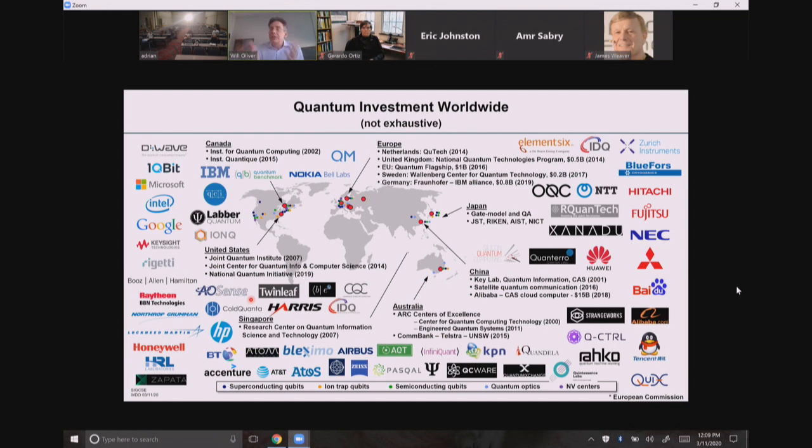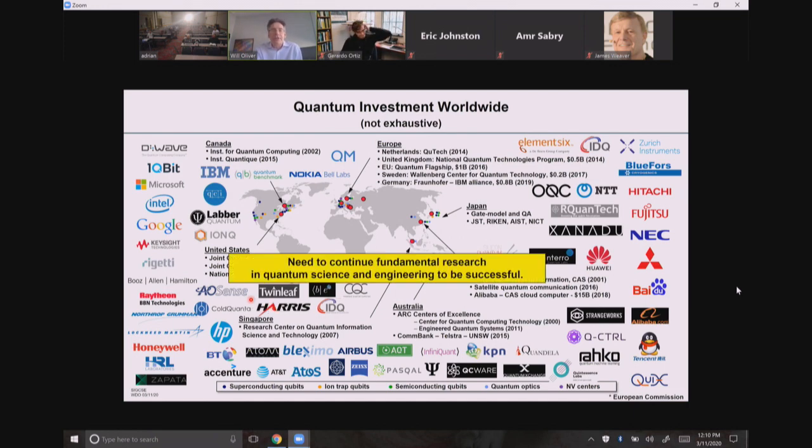And the reason is because they see, maybe not today, but in the future, there's going to be impact on their bottom line. And so it's in this context that, well, we've recognized that there's a new discipline developing called quantum engineering. But we also know that we need to continue the fundamental research in quantum science and engineering to be successful, because we don't have all the answers today. And so it's in this environment that we've created the Center for Quantum Engineering, which is an MIT initiative between Lincoln Laboratory and the Research Laboratory for Electronics on campus.